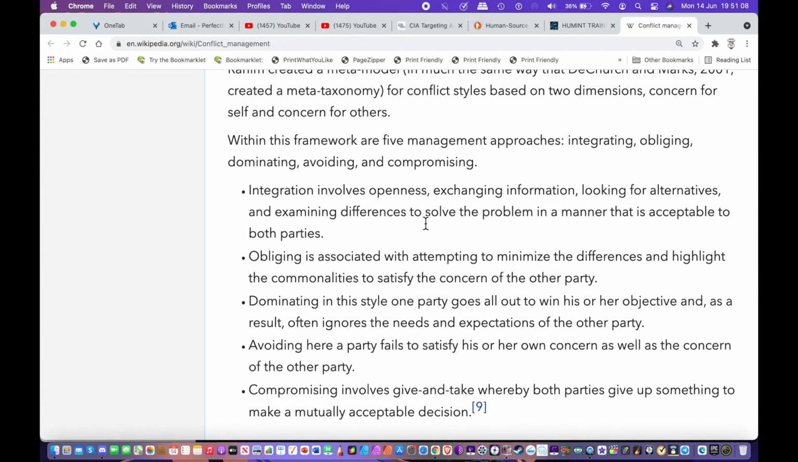Integration involves openness, exchanging information, looking for alternatives, and examining differences to resolve the problem in a manner that is acceptable to both parties.